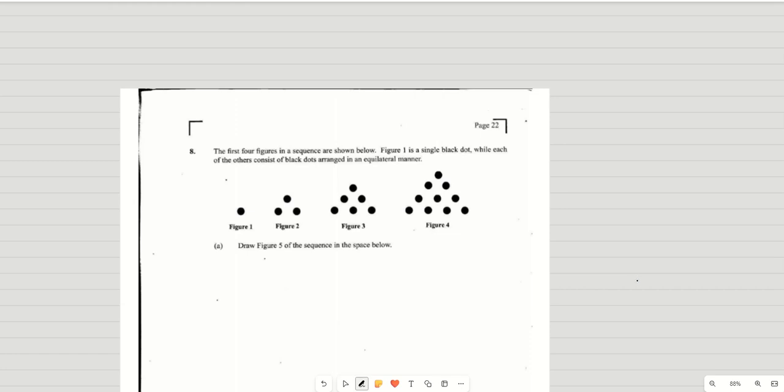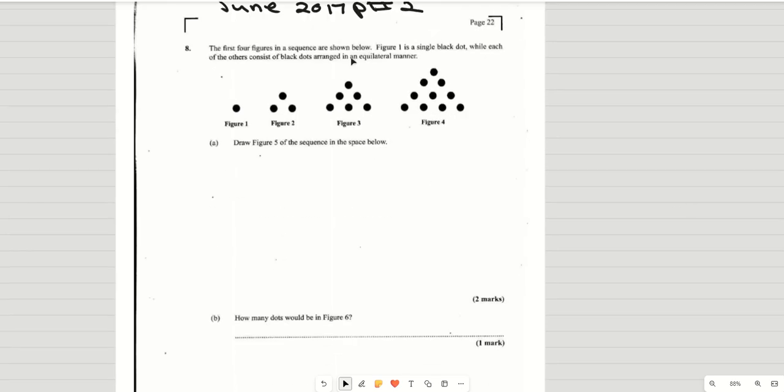Hi, good day all. Today we're going to be doing June 2017, paper 2, number 8, which is typically your sequence questions. In most years, you'll see it as number 7, but in 2017, it's number 8. So let's look at it.